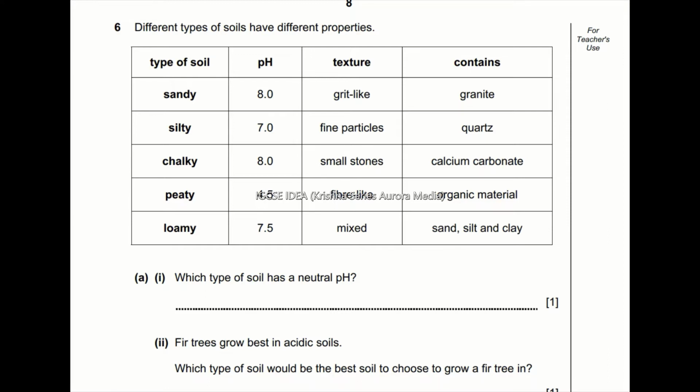A1. What type of soil has a neutral pH? Okay, neutral pH is 7, and that's silty soil.